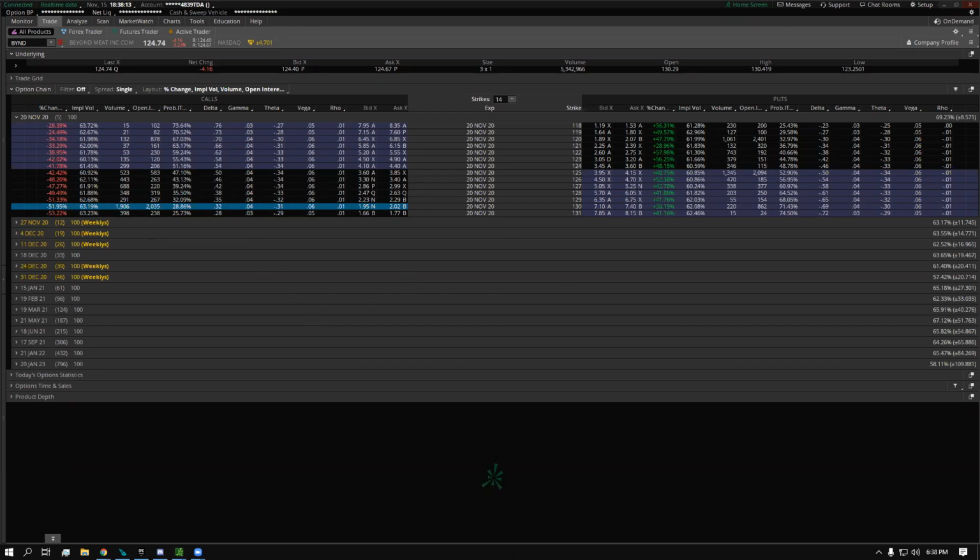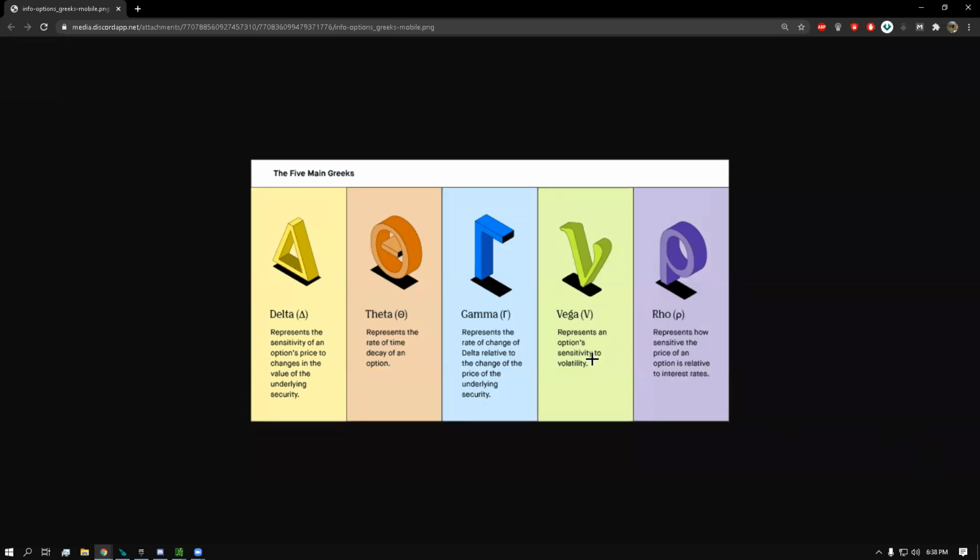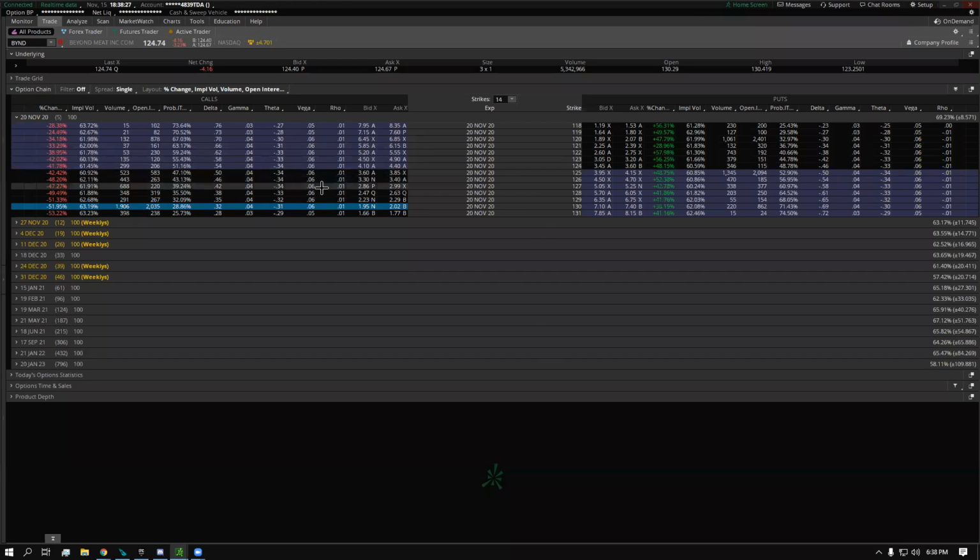All right. Let's look at Vega. Very simple. Vega, it says it right there. It represents the option contract sensitivity to implied volatility, right? So for those of you who don't know, implied volatility is the expected move of a stock after an event, right? So this event can be anything.